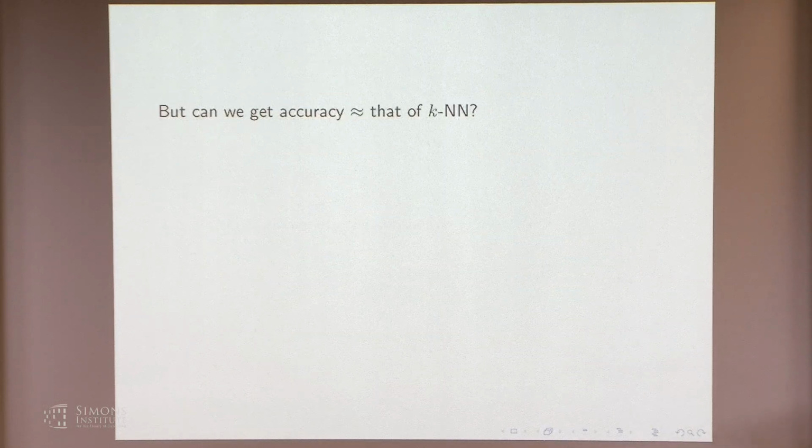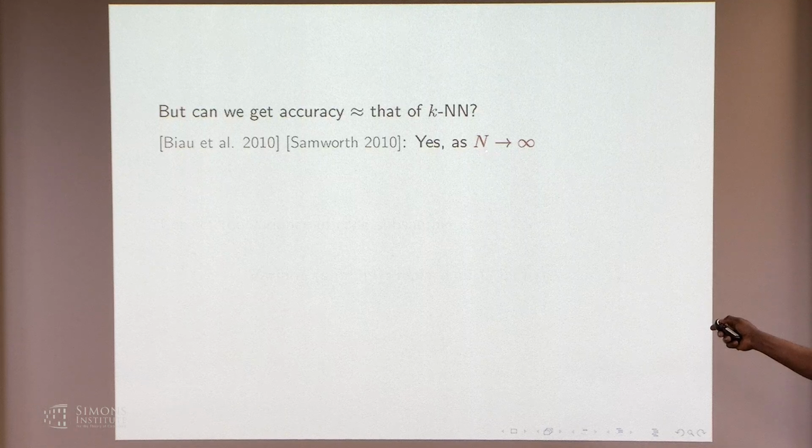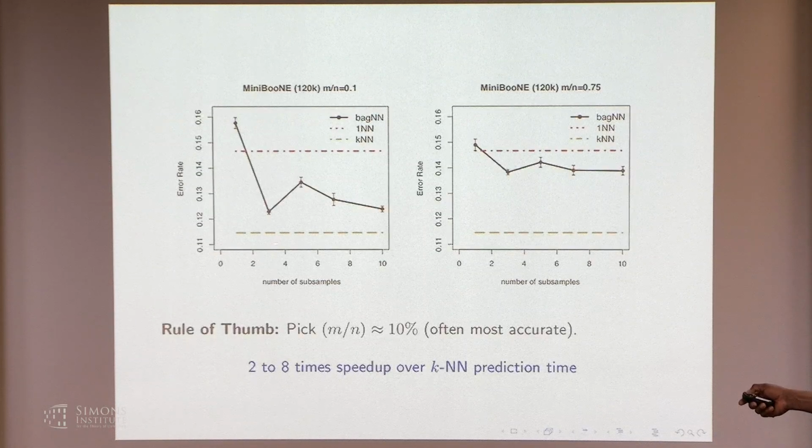So now, can we get the accuracy down to that of KNN? That's the question. And it turns out that yes, you can get the accuracy down to that of KNN if you allow the number of subsamples to go to infinity. If I went back here, I just had 10 subsamples, but maybe I could have let it go much larger. But my problem here is that every subsample is on a different machine, and you don't want to have to use so many resources.